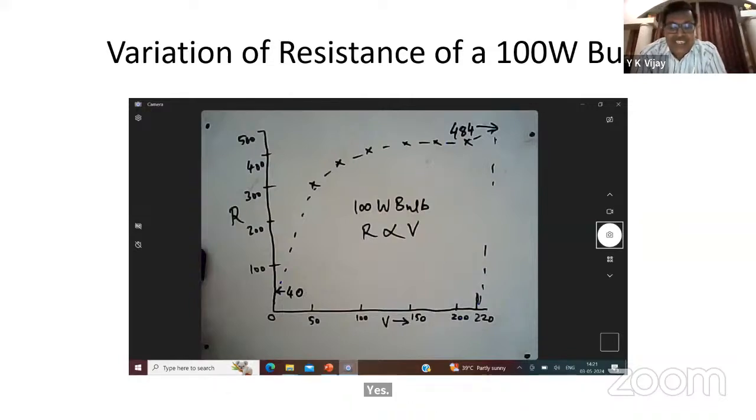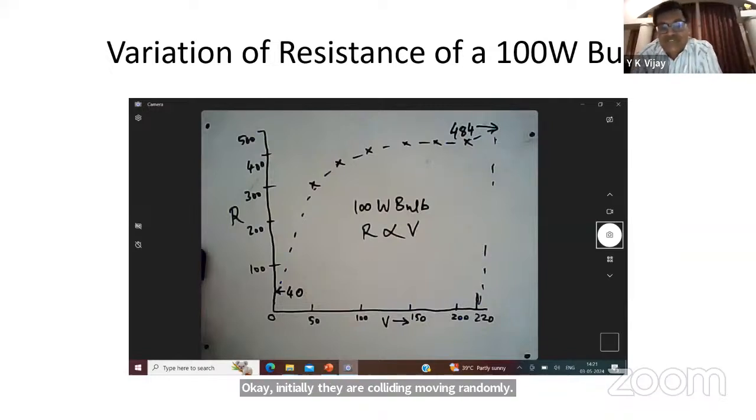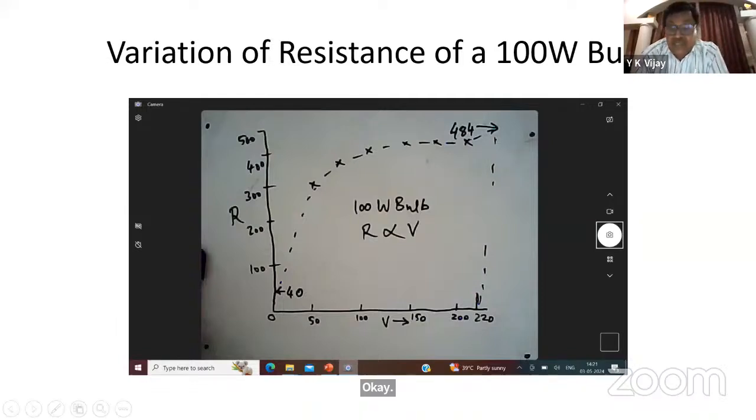Initially, they are colliding, moving randomly. So only a few ions drift in a particular direction. So initially the current is low, but as you increase the biasing, current increases. And after that, it gets saturated because whatever the density is, that is limited. So there you get almost nonlinear behavior. In a particular range of voltage, you get a linear behavior. All right. Thank you.